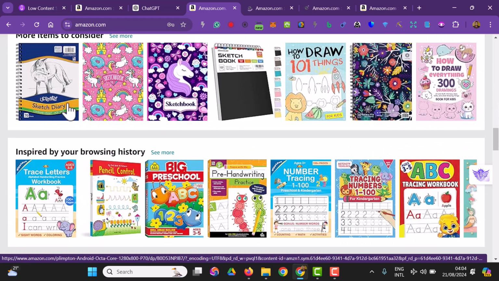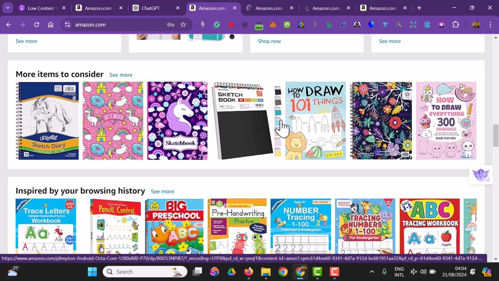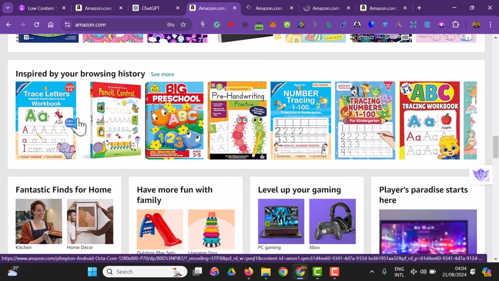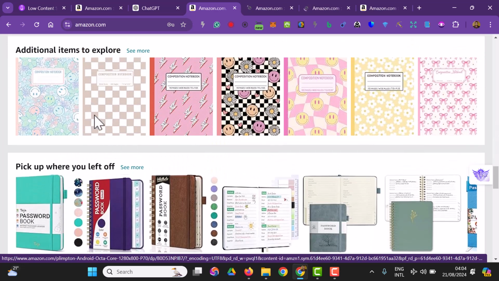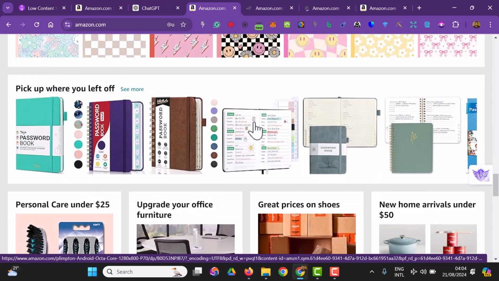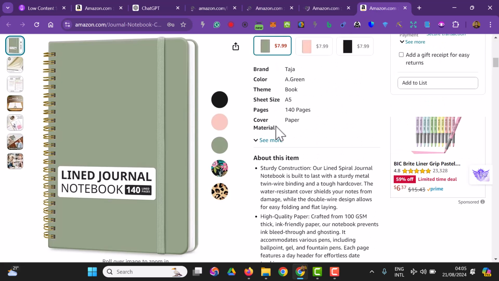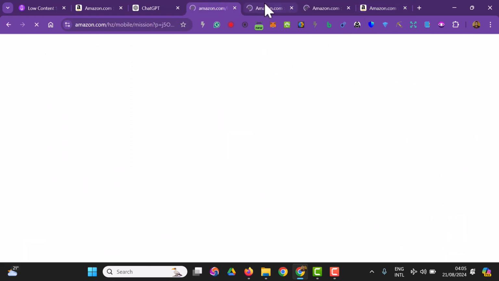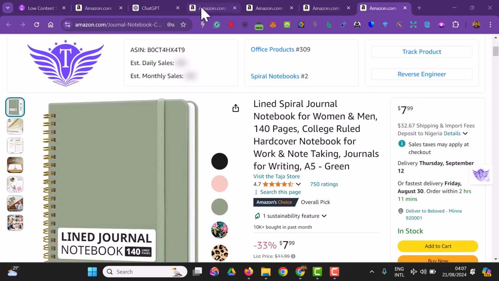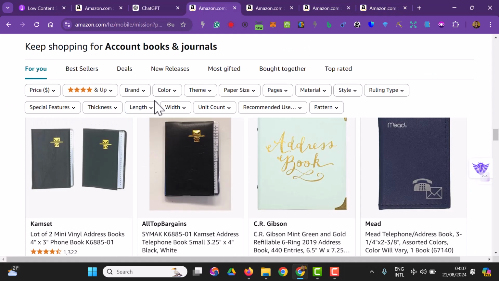And yeah, we have more to consider. We have a sketchbook inspired by our browsing history. Okay, this is a notebook, and let's see something like this. Coming back here, we have something like this. I just want to explore my options. So I have different niche research, and I'm going for one of those.